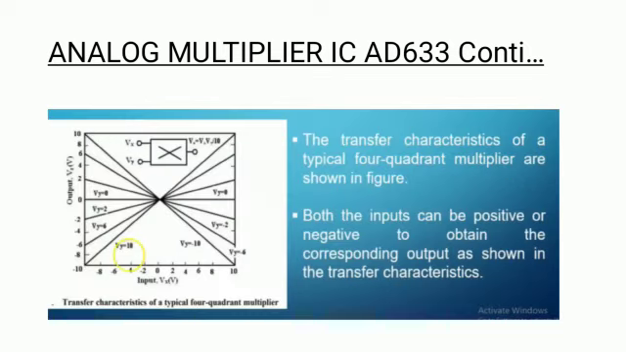The transfer characteristics of a typical 4-quadrant multiplier are shown in the figure. Both the inputs can be positive or negative to obtain the corresponding output as shown in the transfer characteristics.